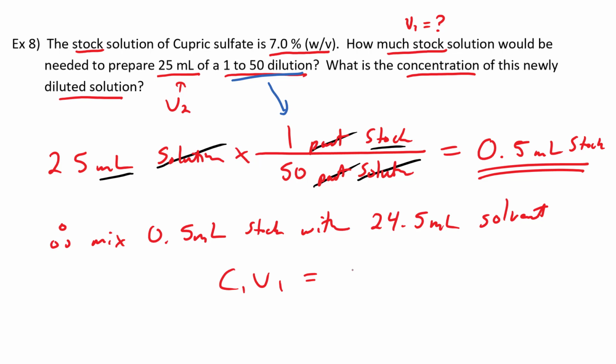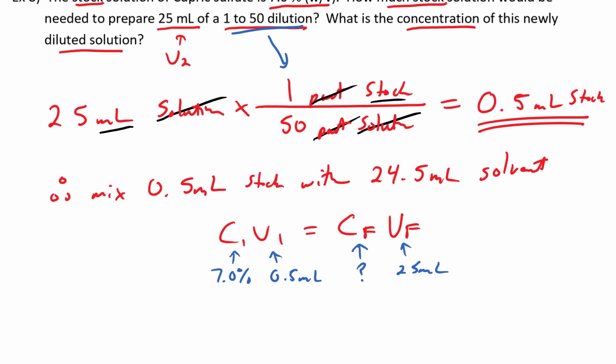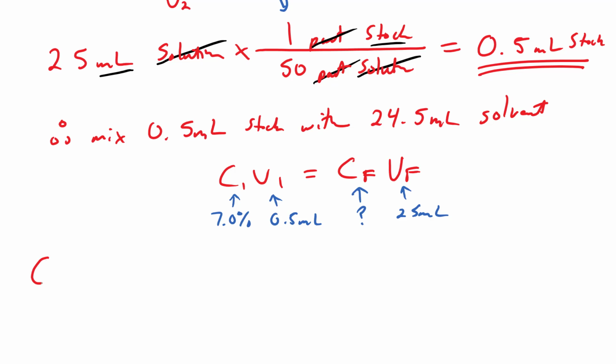C1V1 equals CFVF. I know my concentration, 7%. I know my initial volume, 0.5 mils. And I know my final volume, 25 mils. What I don't know is my final concentration. Rearrange before we sub in. And then sub in and solve.